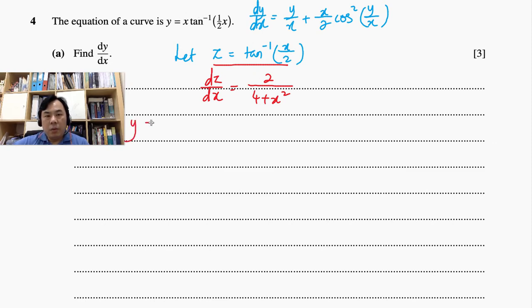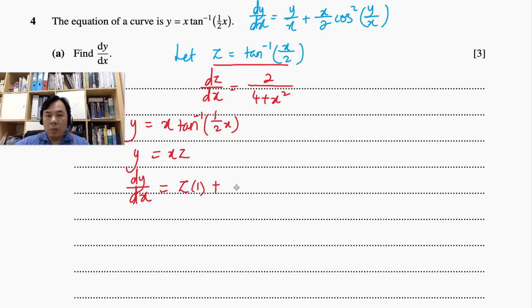So therefore, for y equal to x tangent inverse x over 2, I can actually write it down as y equal to xz, because I let my z equal to this. For dy/dx, you can see that this is a product rule. Product rule is also called the tecton rule. So you're going to differentiate one and then maintain the other one. Take for instance, I'm going to differentiate x first. If I differentiate x, it is 1. So maintain the other one.